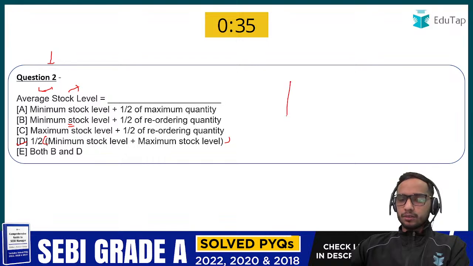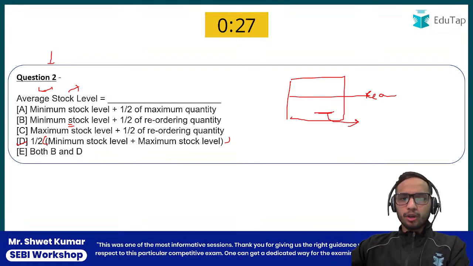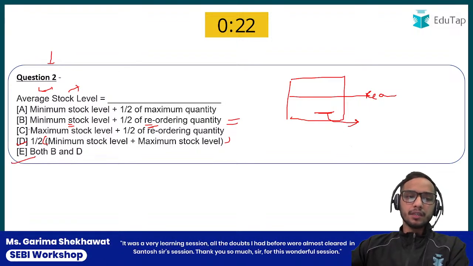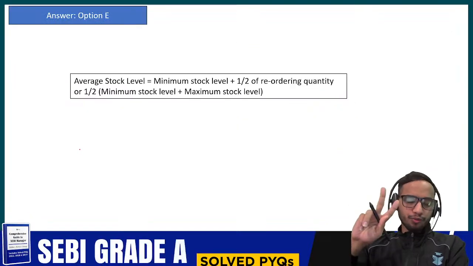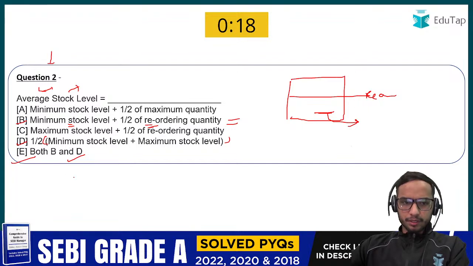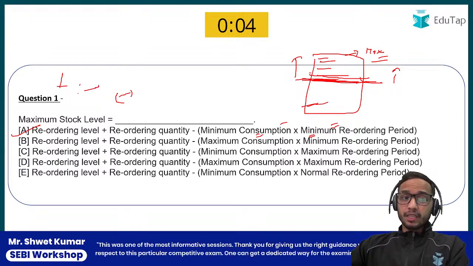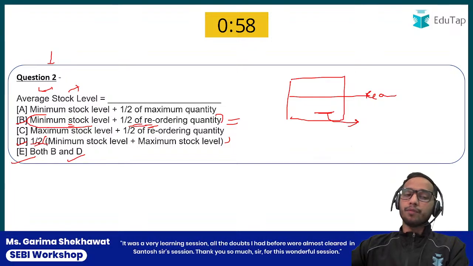stock level. Again, let me draw the diagram for you. This is the reordering level. This is the minimum stock level. So minimum stock level plus half of the reordering quantity. So option E is the correct answer here, that is option B and option D. We have two formulas. Okay, so for the second formula, you have to remember this. This B formula, that is minimum stock level plus half of reordering quantity, you have to cram this, because in the first question there was a logic for why the formula is this, but in the second question you know the logic of option D, but you have to cram the second option.